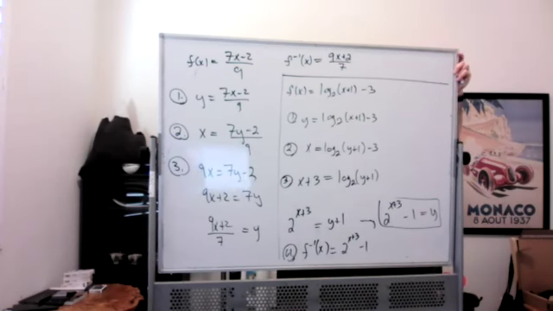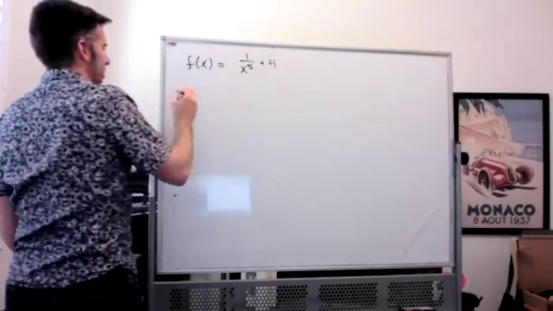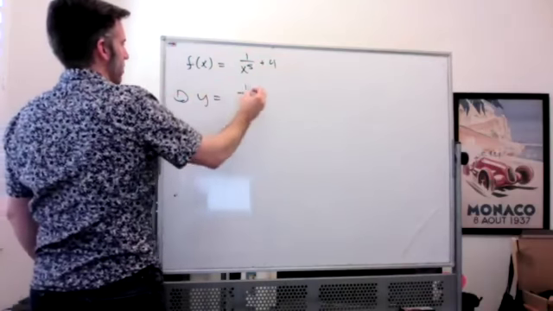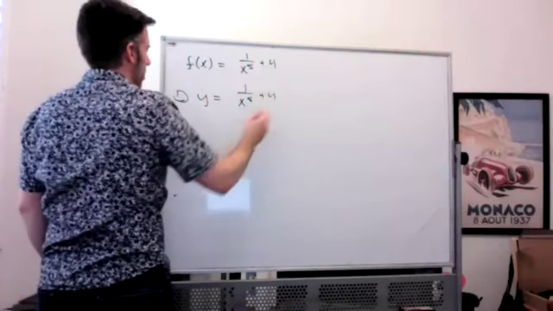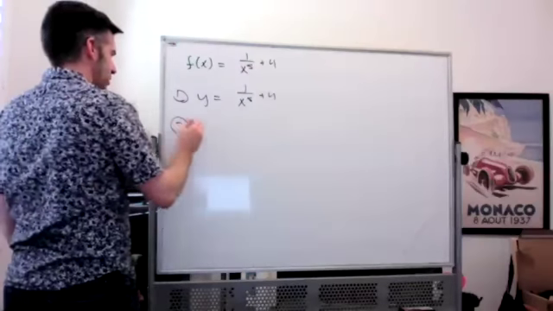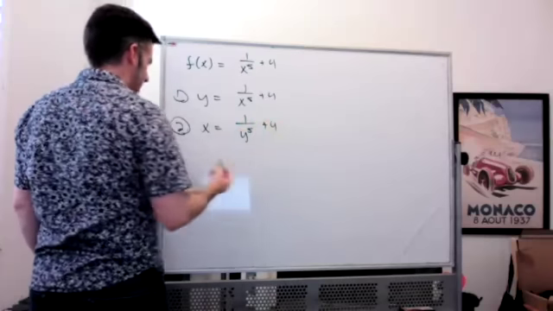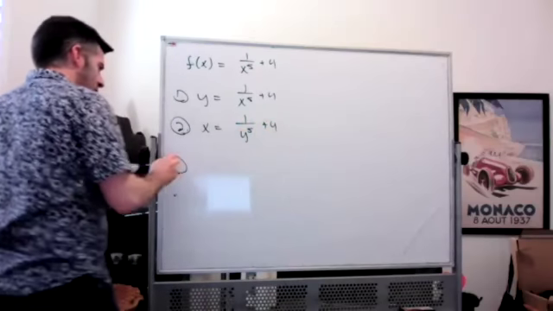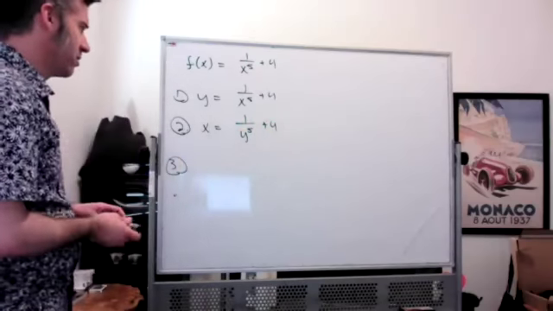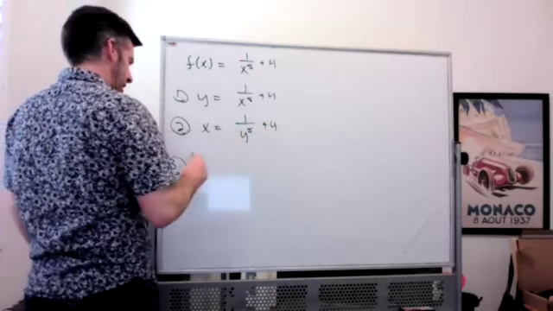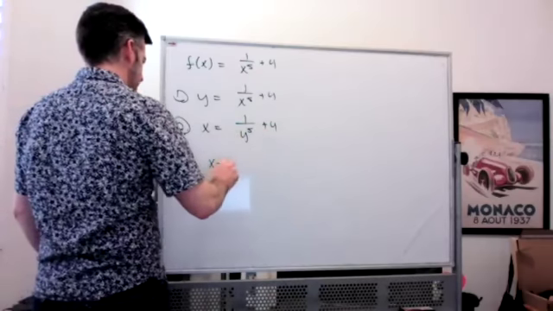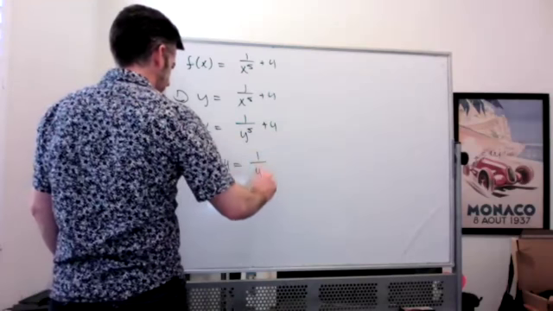The last one here, f of x equal to 1 over x to the 5th plus 4. So first, we're going to write it as y equals 1 over x to the 5th plus 4. Interchange x and y. So x equals 1 over y to the 5th plus 4. And then the hard part, the solving. So I would first subtract 4 from both sides. So x minus 4 equals 1 over y to the 5th.